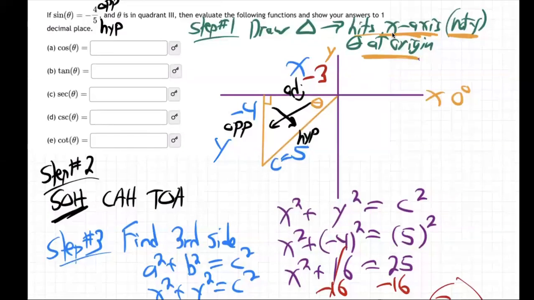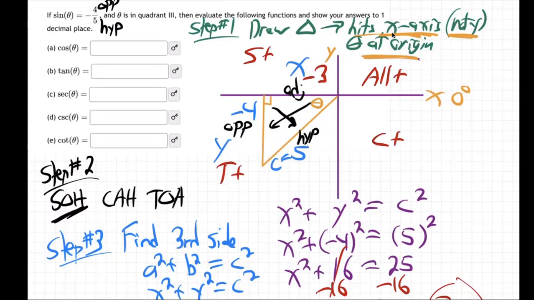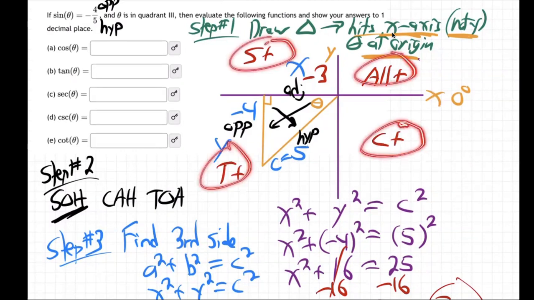But really, if you'd like to just ignore all that, here's what can make it a lot easier. You can just say, look, I don't care about all that. I'm just going to memorize the All Students Take Calculus, right? All Students Take Calculus. Remember how the signs go? All Students Take Calculus. What does that mean? That tells you which functions are positive in which quadrants.